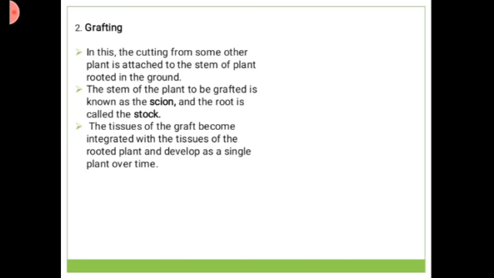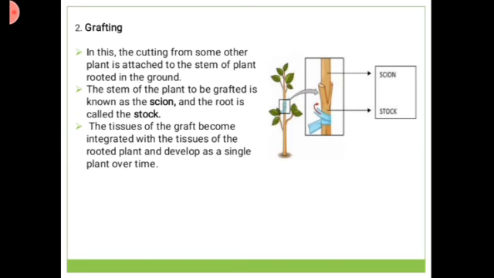And the root, the main plant that has the root, is called the stock, like in the diagram you can see. Grafting is not possible in monocotyledonous plants because monocot plants do not have the vascular cambium. Vascular cambium is very much required for the secondary development of the plant.